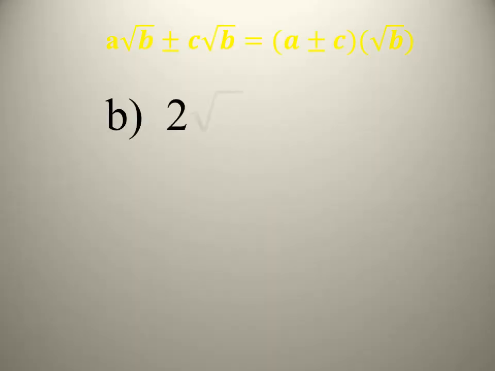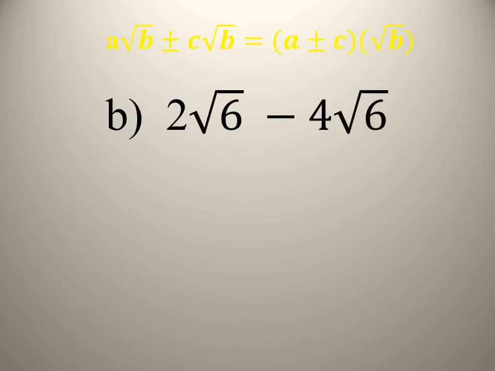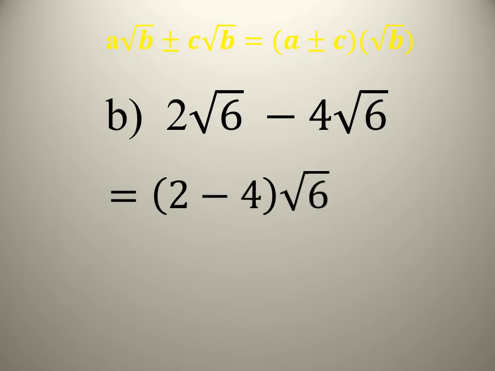b. 2 root 6 minus 4 root 6. Here we subtract the rational parts together. 2 minus 4 root 6. This gives us minus 2 root 6.